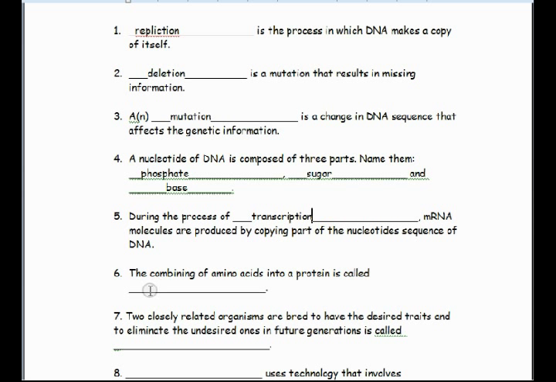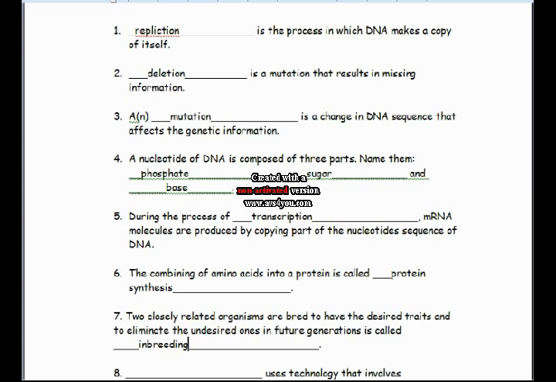It's transcription. The combining of amino acids into a protein, the process of putting amino acids together to make a protein, is called protein synthesis. Two closely related organisms are bred to have the desired traits and to eliminate the undesired traits in future generations is called inbreeding.